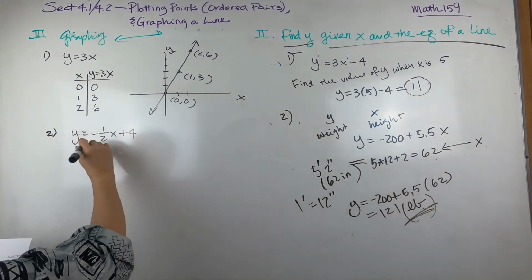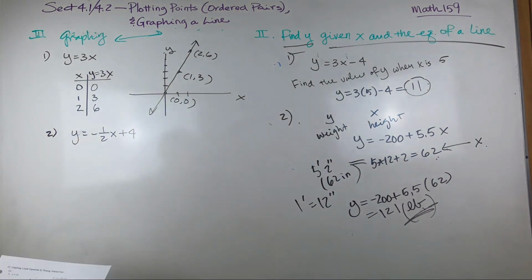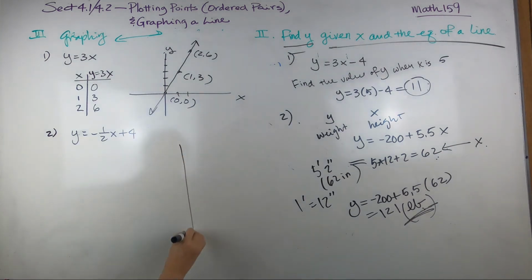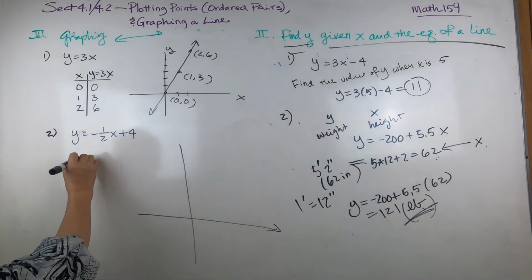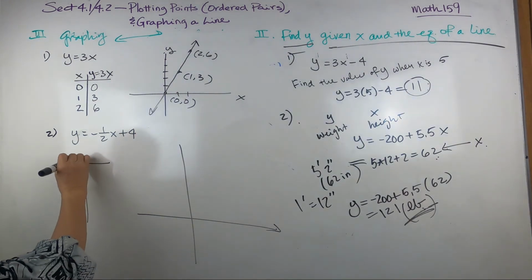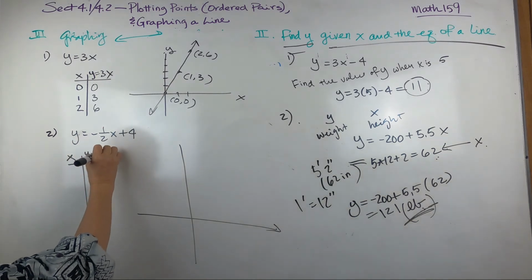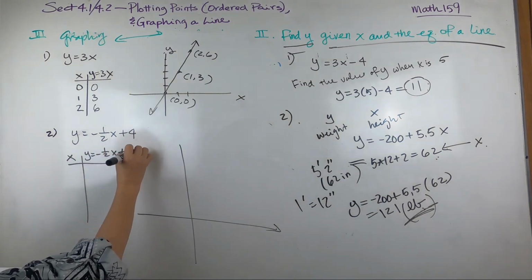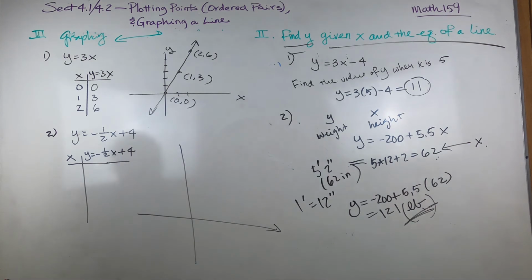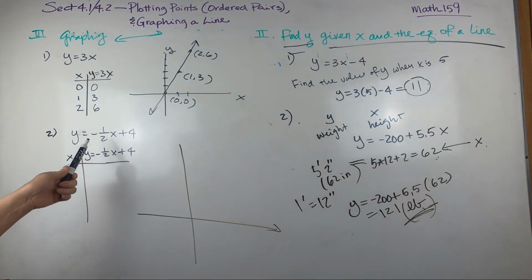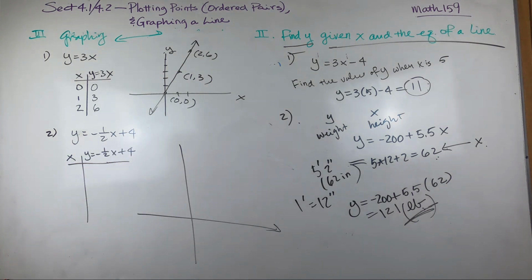How about y equals negative half x plus 4? Okay, we are going to plot that. Do your t-table. Y equals negative half x plus 4. You need to know how to do your fraction. Or you can change half to 0.5, negative 0.5 x plus 4. You can just plug in. Okay, then find the number.